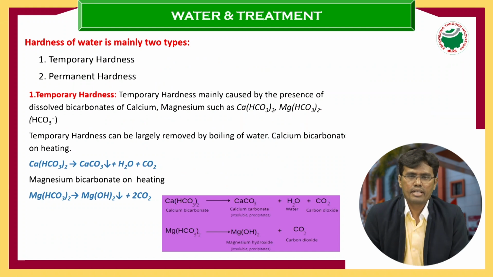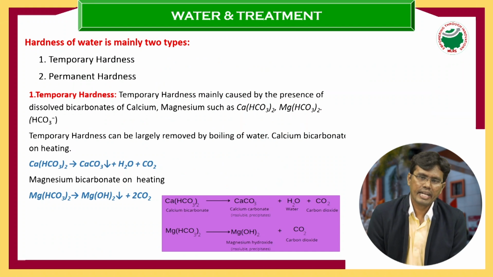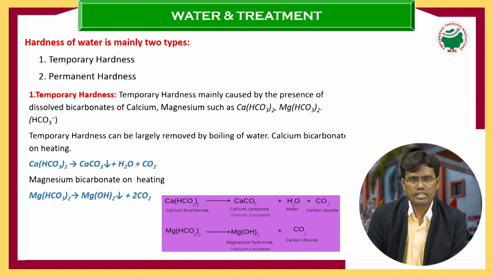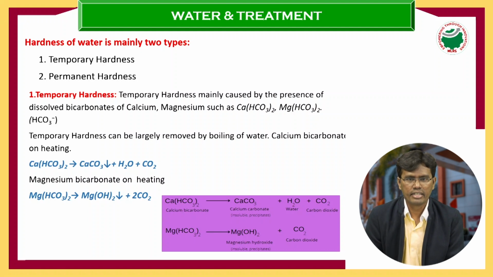Next, types of hardness. Number one, temporary hardness and permanent hardness. What is temporary hardness? I will explain in the easiest way to remember what is temporary and what is permanent. Please listen carefully and remember it. Temporary hardness: if the water dissolves or contains calcium or magnesium bicarbonates, it is called temporary hardness.